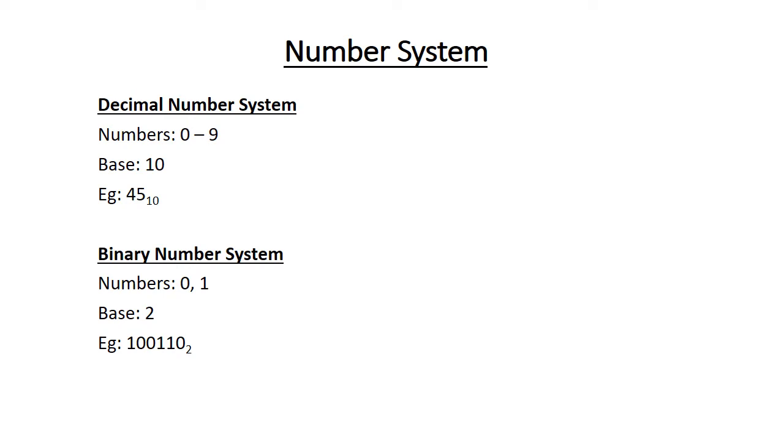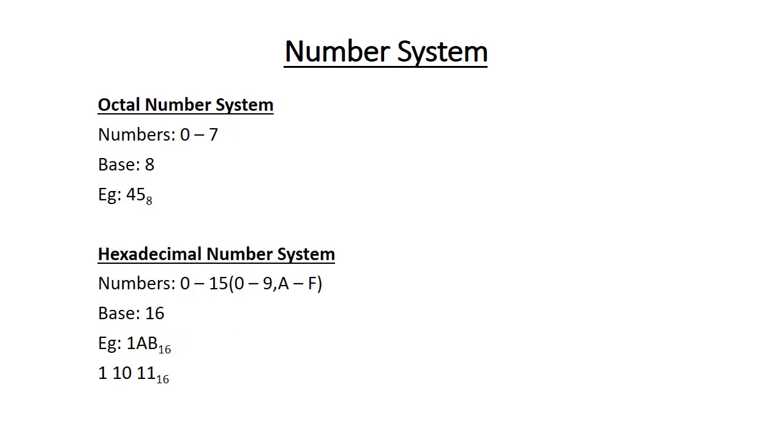Now the binary number system, which contains only two numbers, 0 and 1. So the base is 2. That means only two numbers are there. And an example is given below, 100110 to the base 2. That's an example for a binary number written in binary number system. Octal number system: numbers between 0 to 7. Total numbers 8, that means the base is 8. And an example is given below, 45 to the base 8.